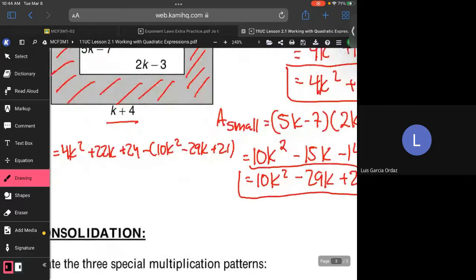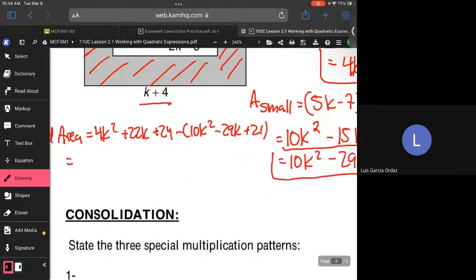They all change. So the negative. Yep. So it becomes 4k squared plus 22k plus 24 minus 10k squared plus 29k minus 21. So now what are my like terms? Jade.